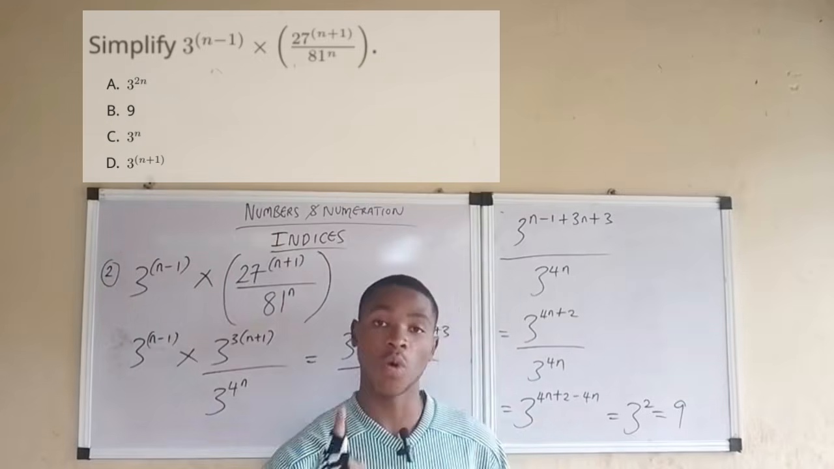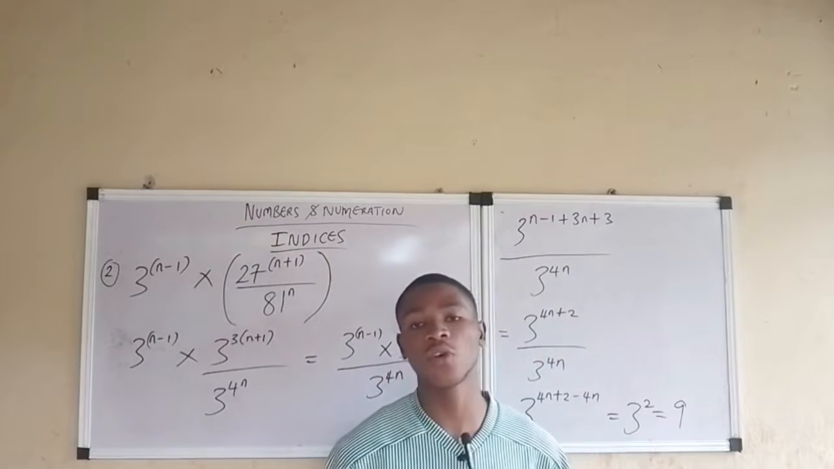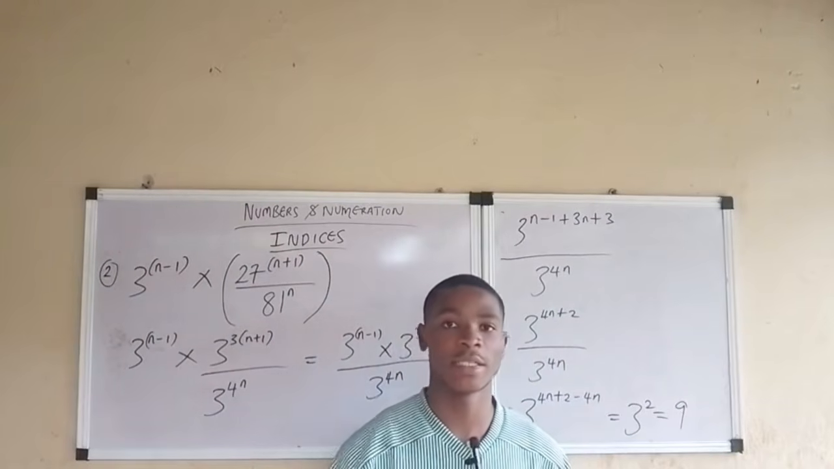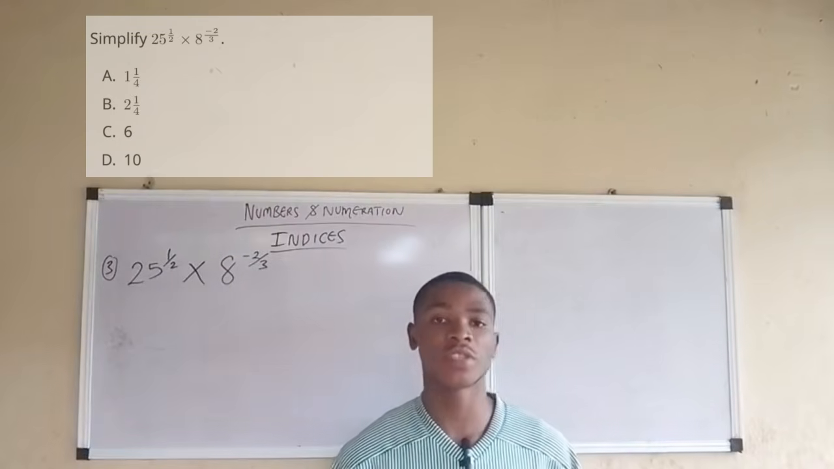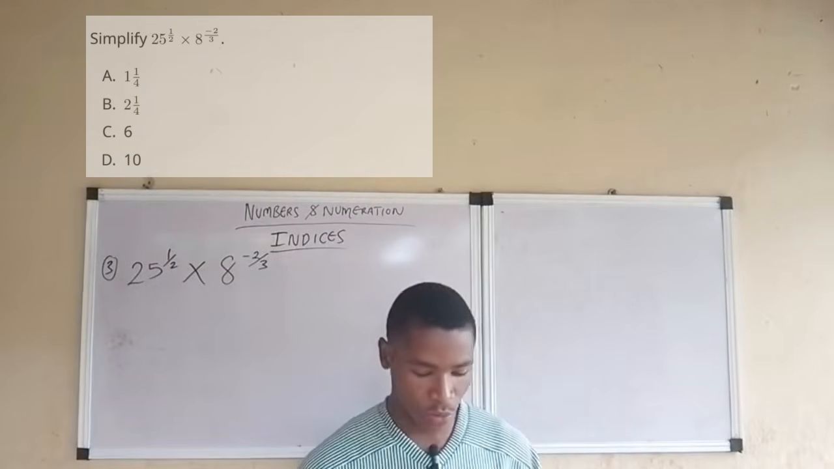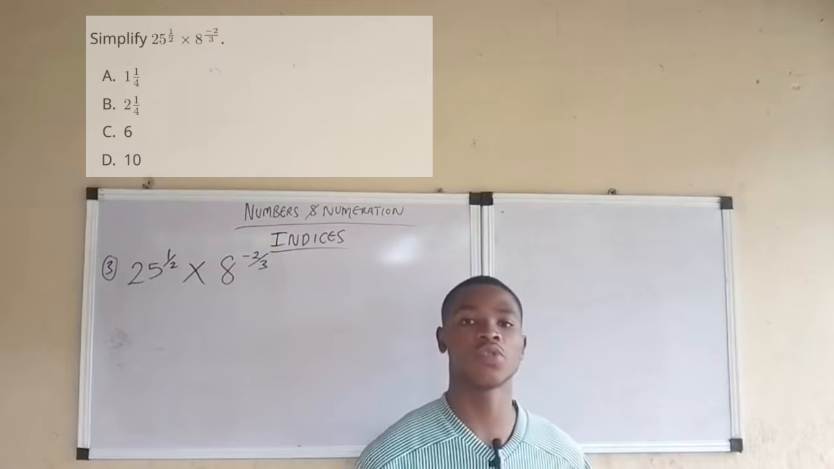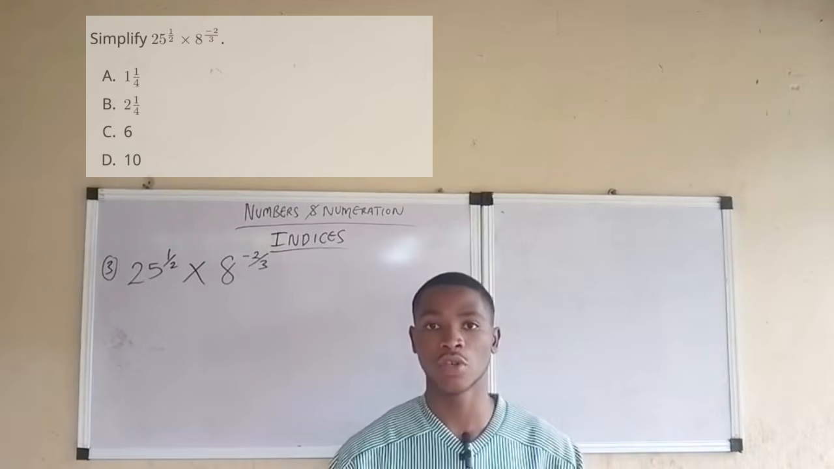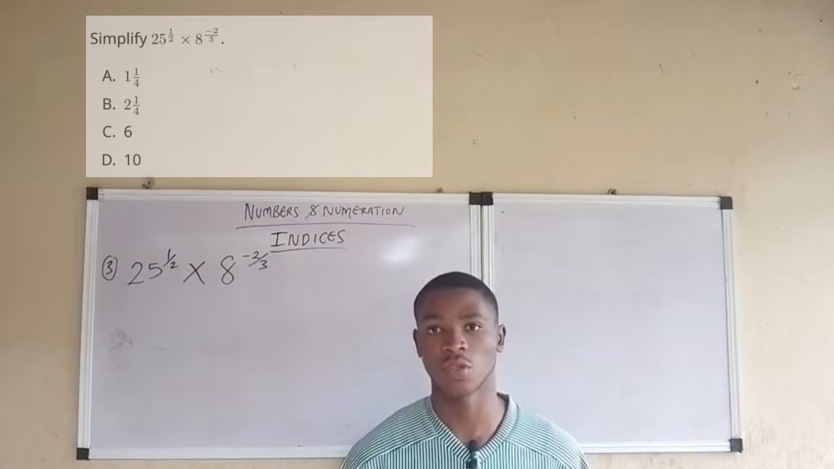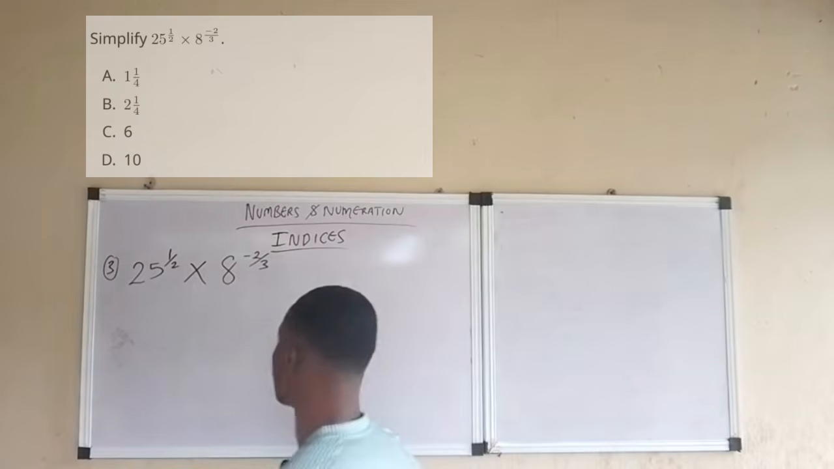Now we're going to take one more question before we move on to the next topic. So let's get into the question. All right, now let's look at the third question. Here we have to simplify 25 raised to the power 1 over 2 times 8 raised to the power minus 2 over 3. Now I'm going to be using a different approach to solve this question, just to broaden your understanding of the topic. So let's see what we have here.